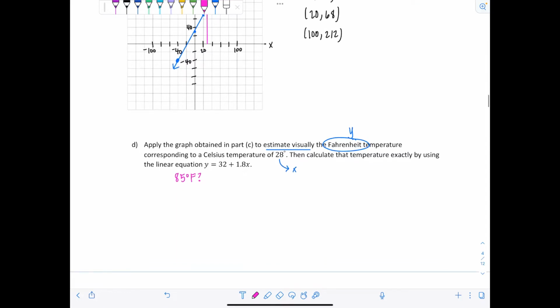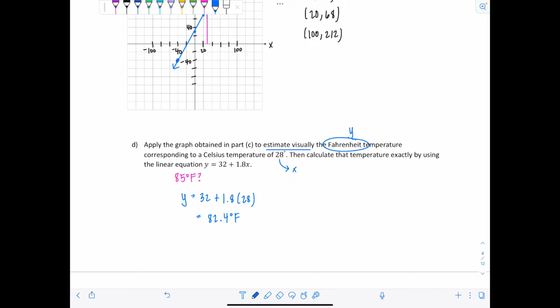Then calculate that temperature exactly by using the linear equation. Okay, so y equals 32 plus 1.8 times 28. And if you put that in the calculator, let's see, 1.8 times 28 plus 32, 82.4 degrees Fahrenheit. So we were off, but obviously we were just eyeballing it, not too bad.